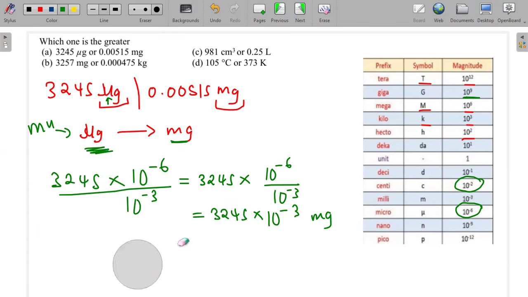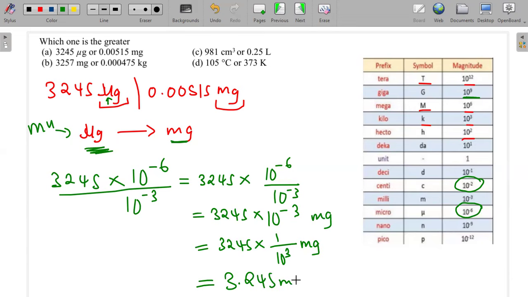Okay, so 10 to the power minus 3 is just the same as 3,245, or you can just do it direct on your calculator, multiplied by 1 over 10 to the power 3. And 10 to the power 3 is the same as 1,000. So I'm dividing this thing by 1,000. So what do I get? So 3,245 divided by 1,000. I'm going to get 3.245 milligrams. Okay, so now I can compare because I have the same units.